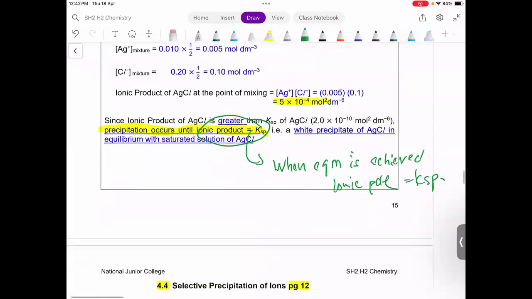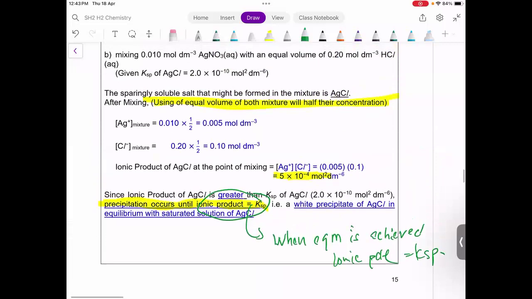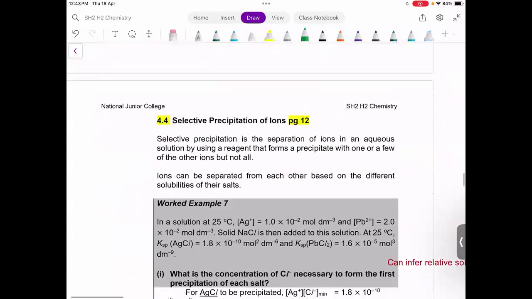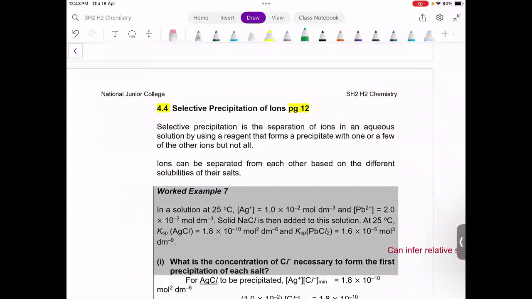Okay, let's look at the next part. So far, so good. The next part is the more difficult part. We are doing selective precipitation.